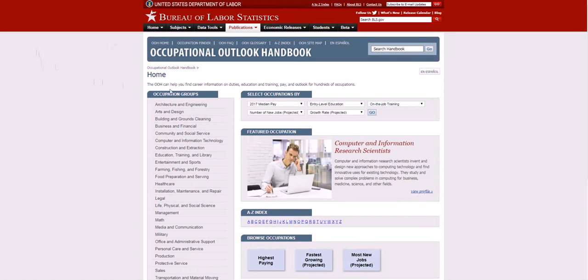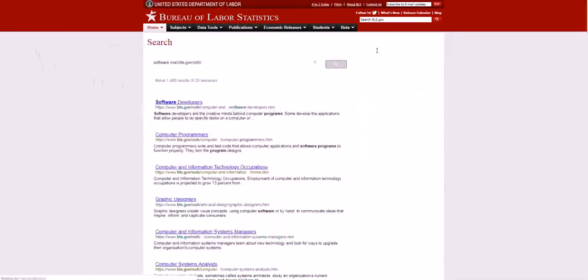The first thing that you're going to need to do is actually search either for the job that you're looking for, or you can look in different occupational groups. So one thing I'll do here is I'm going to type in, let's say you're interested in software engineering or something like that. So I'm going to put software as a title. So we got software developer, and it also comes up with other related jobs and career paths that are related to that.